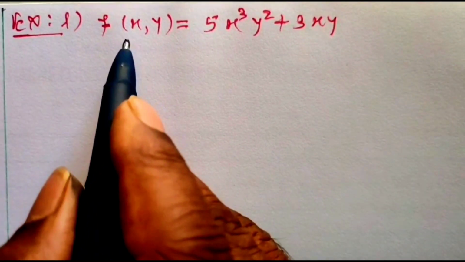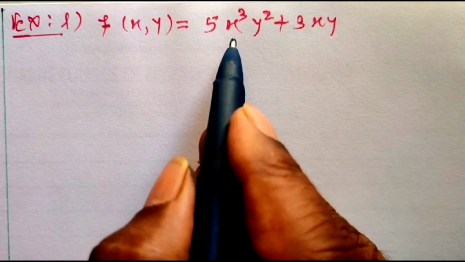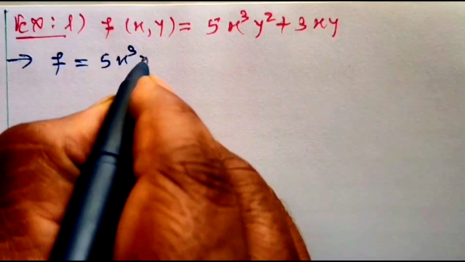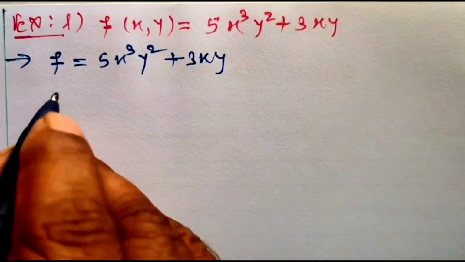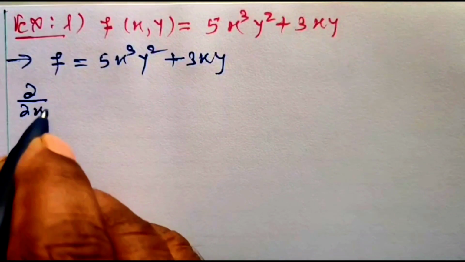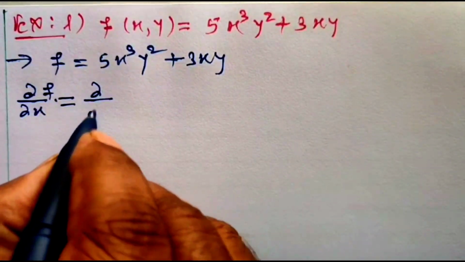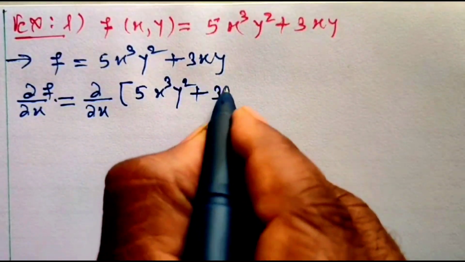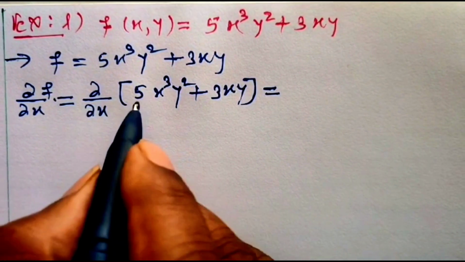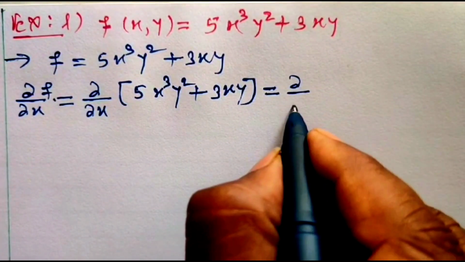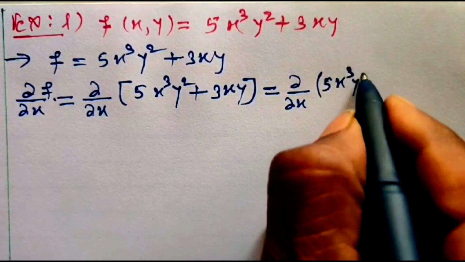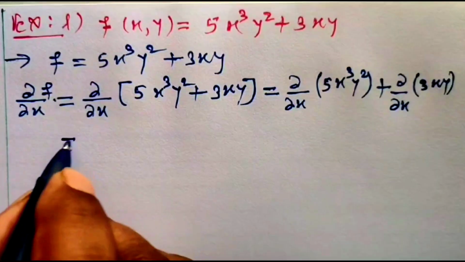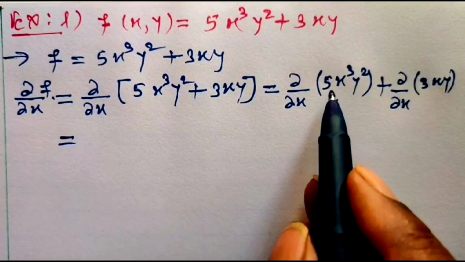F of x comma y is equal to 5 times x cube y square plus 3xy. Let f be equal to 5 times x cube y square plus 3xy. Now partially differentiate f with respect to x. So this is equal to partial derivative with respect to x of 5 times x cube y square plus 3xy. Separately apply the partial differential operator on each term. So partial derivative with respect to x of 5 times x cube y square plus partial derivative with respect to x of 3xy.